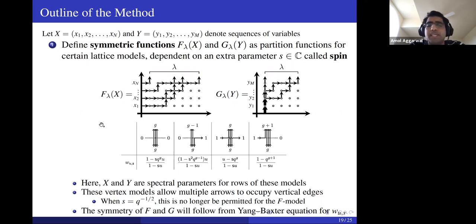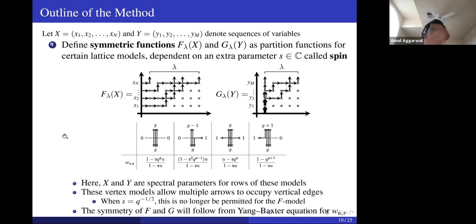For F, if I set s equal to q to the minus 1/2, that special point will force a 6 vertex type configuration, where only one arrow can occupy any edge. Now, I said these are partition functions. Their symmetry, which I called symmetric over here, is actually a consequence of the Yang-Baxter equation. I won't go into that. This is the first of many places where I'll tell you this is a consequence of it and not go into much detail. But I think Dan already mentioned this point in his previous talk.